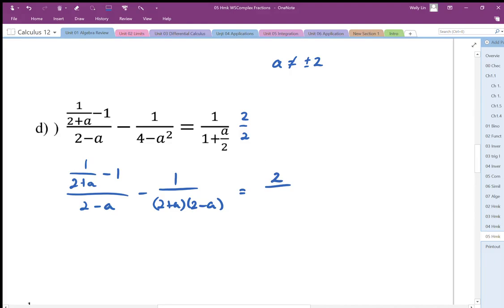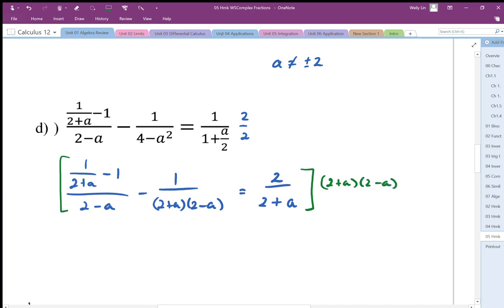Okay, and then I'm going to multiply this. I get 2 plus, the 2's cancel out, so I get 2 plus a. Okay, so at this point I have the factors. My common denominator is just going to be these two factors multiplied together. So I want to just get rid of all the fractions here. Well, just the fractions in the bottom here. And I'm going to do that by multiplying by 2 plus a, 2 minus a.